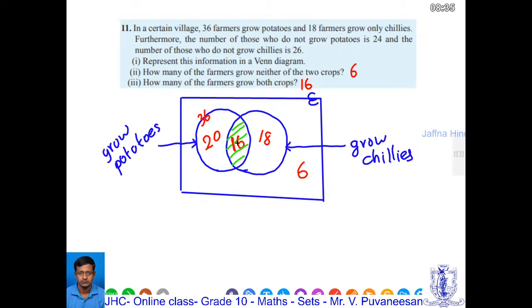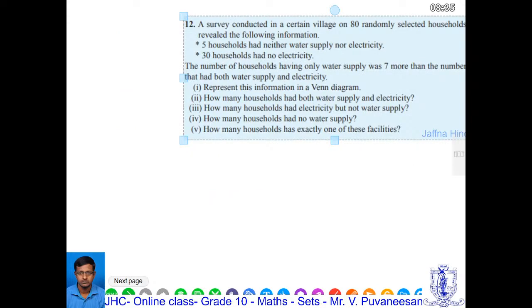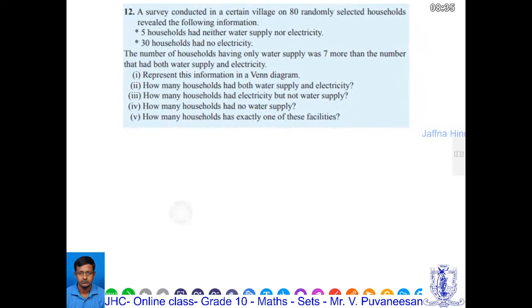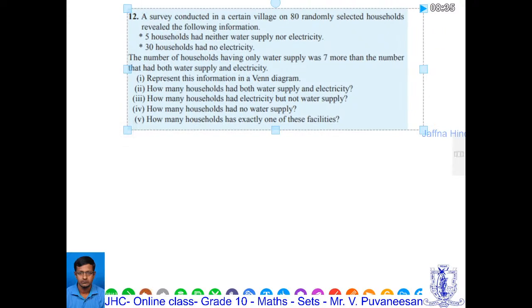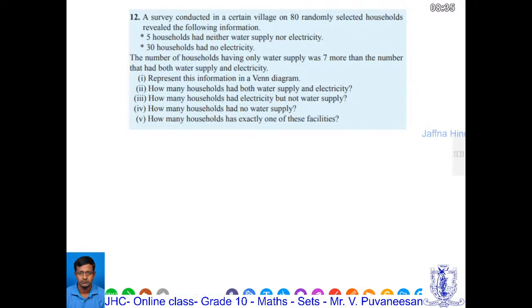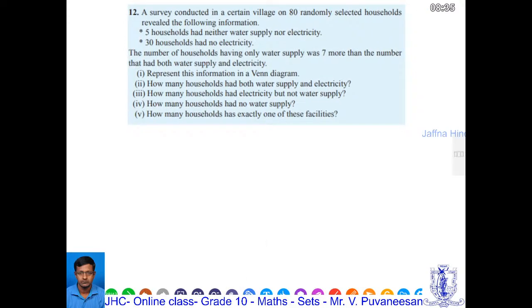Okay, we move to the next question. Read this carefully. A survey conducted in a certain village on 80 randomly selected households revealed the following information. They got the following information by conducting a survey.